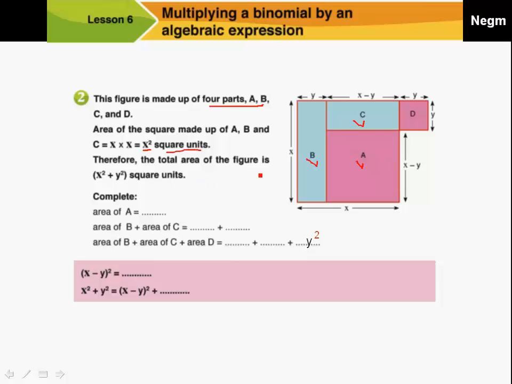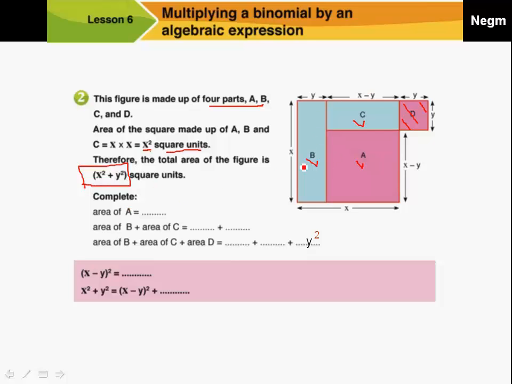Therefore, the total area of the figure is the area of the square, which is x square, plus y square, or at the same time is x square plus this area. This area is y times y, which is y square. This is the total area of this figure.